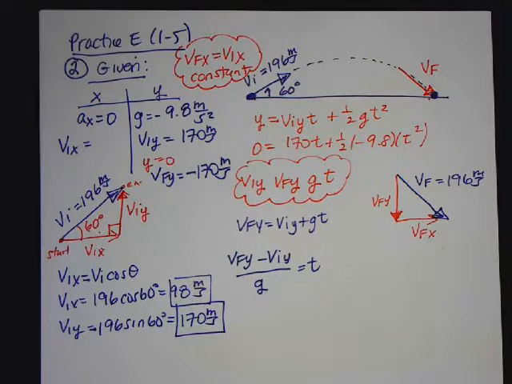Now, people make mistakes when they do it this way. Why do they make a mistake? Because they're not consistent with their sign convention, and they're not careful putting their numbers in. So watch what I do here.